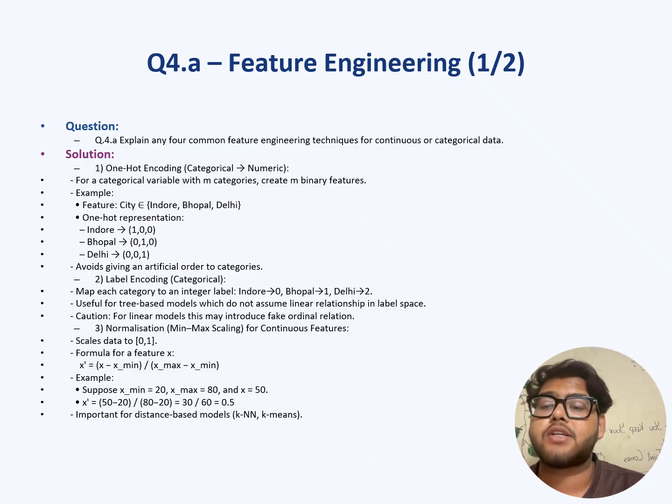Third is normalization. For continuous features, it scales data to 0 to 1. Formula for a feature x. Example: x min equals 20, x max equals 80 and x equals 50. Important for distance based models, KNN, K means.